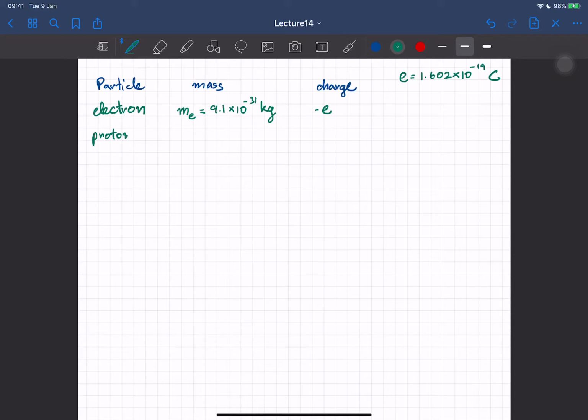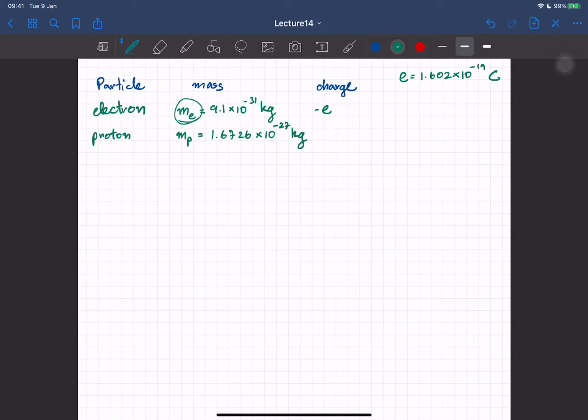A proton is actually a very different kind of particle. It's a lot heavier than electron. So proton mass, we call it m_p. m_p is actually about 2,000 times heavier than m_e. So the proton is heavier. And the mass is about 1.726 times 10 to the minus 27 kilogram.